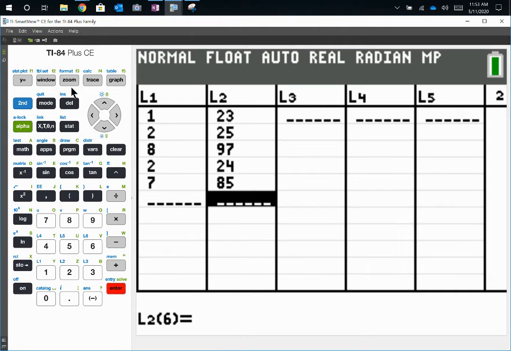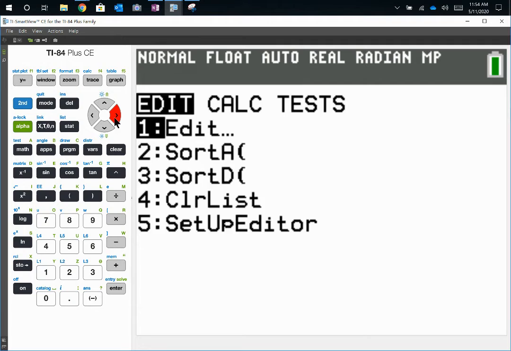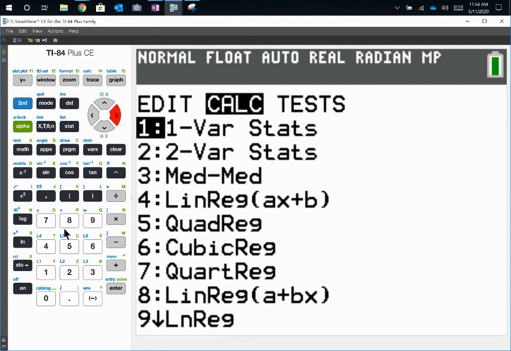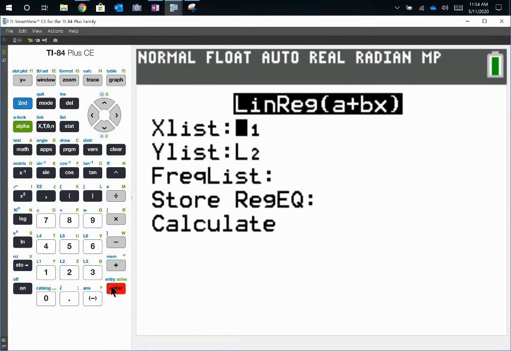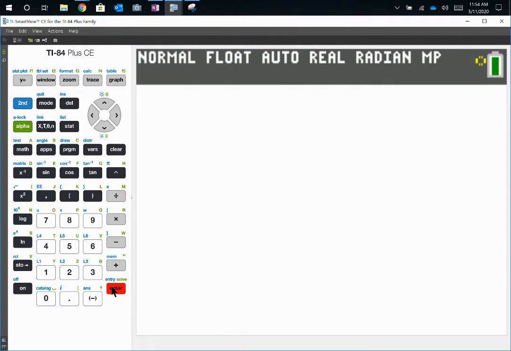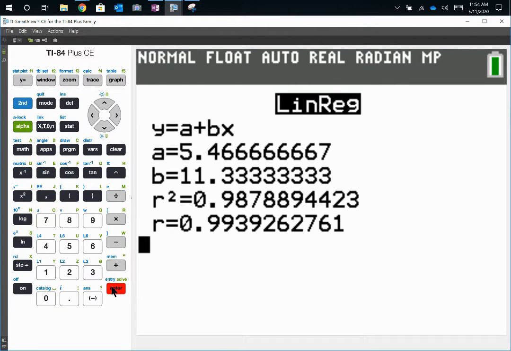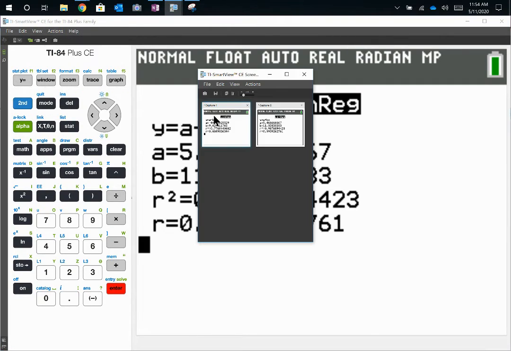Okay, now remember our process. We already set up our diagnostic on. We don't need to do that again. Stat, calculate, number 8, and hit the enter button until you can get to your answer. So we see the correlation coefficient here is 0.994 at the 3 decimal places. I'm going to capture the screen and put it in our notes.